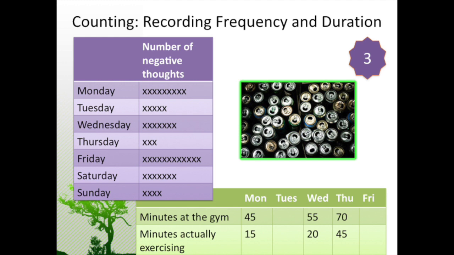And so counting is how you would record the amount that you are doing a behavior. And so you can record that behavior in terms of frequency or duration. Frequency is a simple count of how often you do something. And so you could do a frequency count of the number of negative thoughts you have each day, or how many drinks you have at a party.